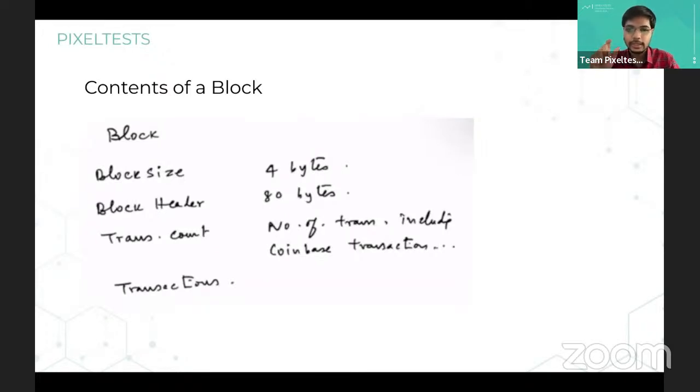So we'll understand what the Coinbase transaction is as we proceed forward. It is the first transaction in the block, and we are going to understand more about it as we go on. Then in the block, there are the rest of the other transactions. Like, let's say in block 5 lakh, we have roughly 2,700 plus transactions. So this is the contents of the block.